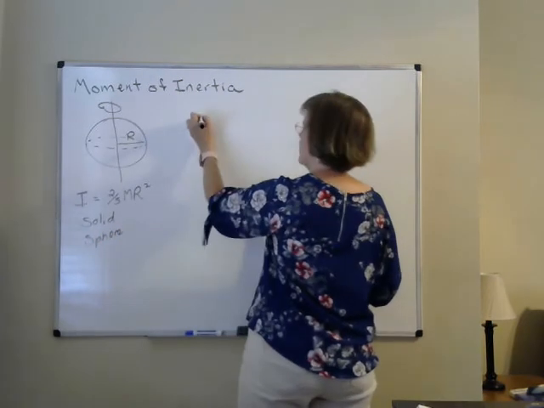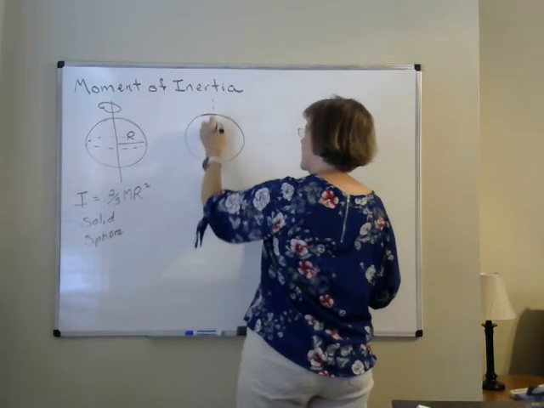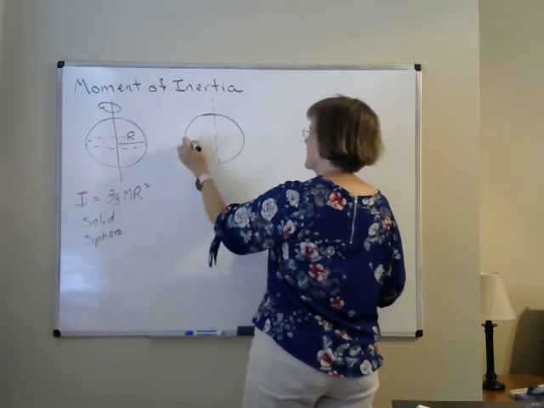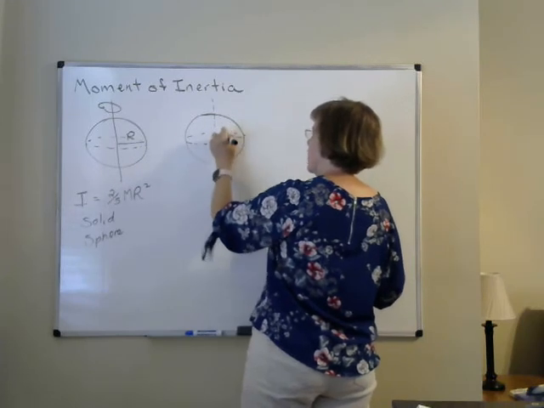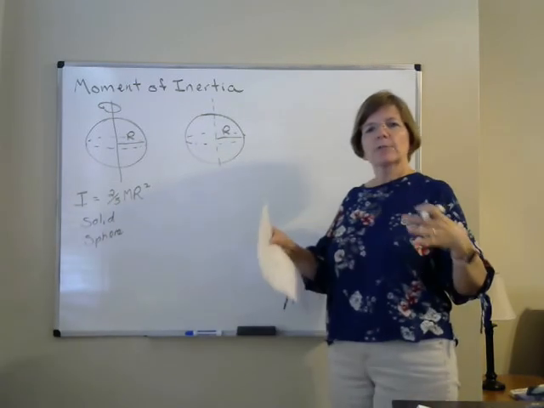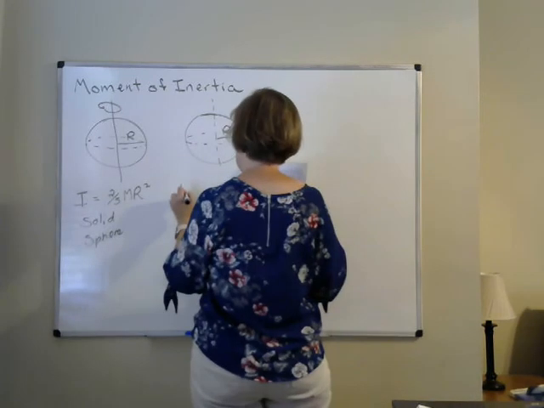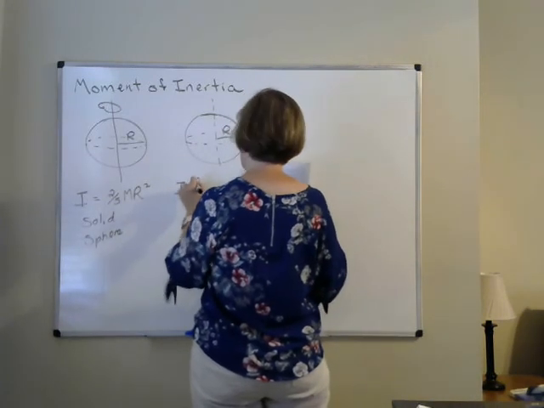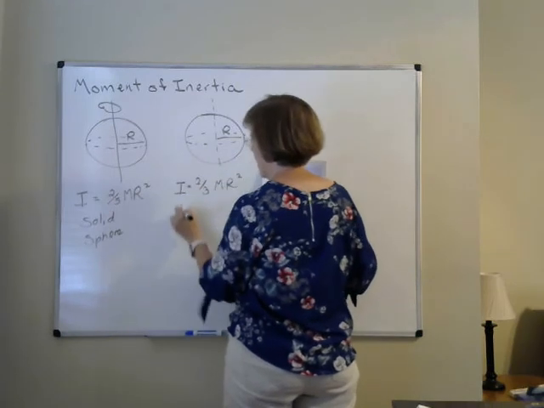If you have what we call a hollow sphere or a very thin shell, again, it's the same look, it's a sphere. It's got a radius of r. But if all of the mass is on the outer surface, that it's empty inside, we find that the moment of inertia is 2/3 mr squared. So that's a hollow sphere.